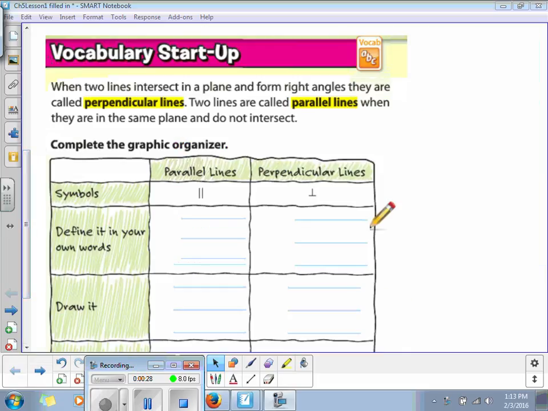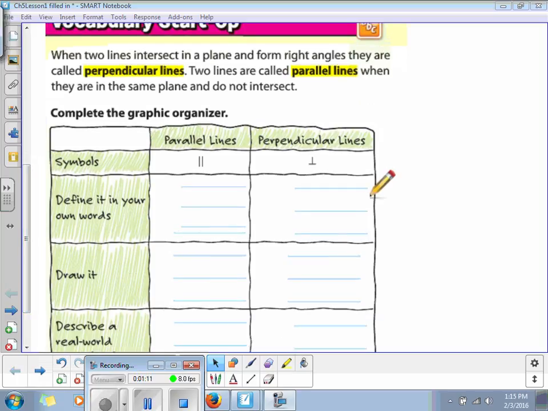So when two lines intersect in a plane and form right angles, they're called perpendicular lines. I would like for you to make sure you write that in your spiral. Okay? Two lines are called parallel lines when they are in the same plane and do not intersect. Okay? The symbol for a parallel line is right there. So two lines that look like they're just not going to intersect. That's what it looks like. There's the symbol. The symbol for perpendicular is like an upside down T.